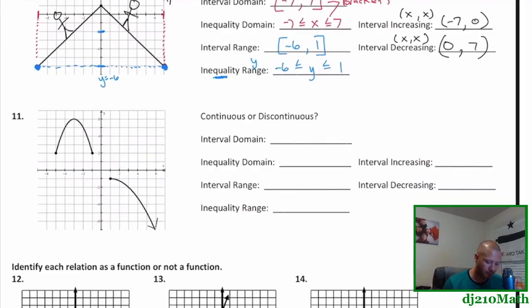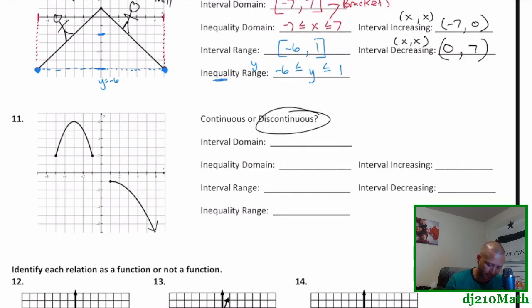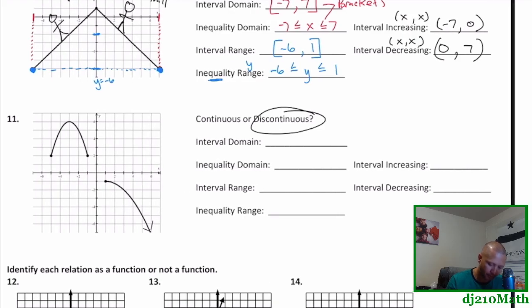Number 11. Okay, immediately it jumps out at you, right? There's two pieces. It's not continuous because there's two pieces. So discontinuous, right? Make a little note. Two pieces. Hopefully I spelled pieces right. Yeah, I did. The other way looks funny.